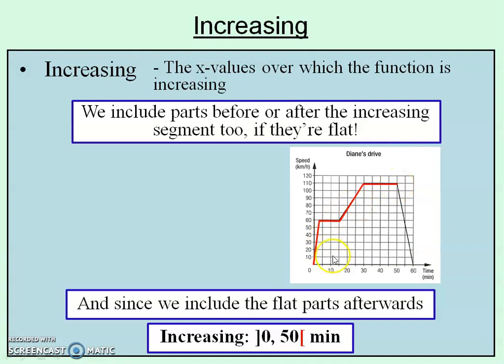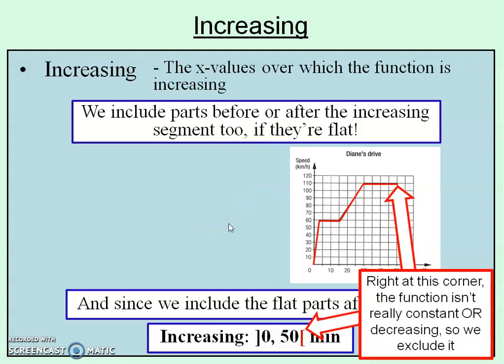The rule for increasing is that almost always the endpoints will be excluded. The only time you'll have included endpoints in increasing or decreasing is if you have a curved segment. Otherwise, always excluding. And for strictly increasing and strictly decreasing, they're just always, always, always excluded. That's it. So that's the increasing segment.